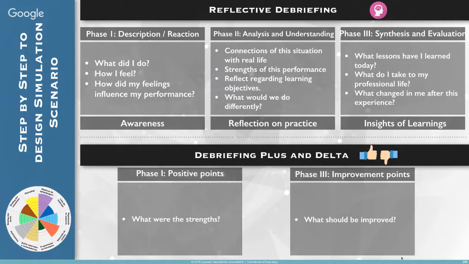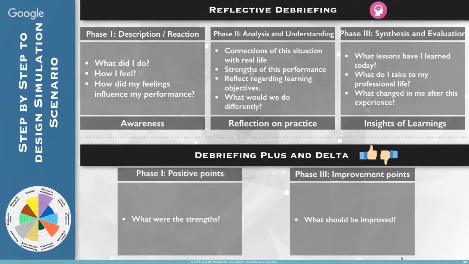Then ask about the feelings. How did you feel? How do you think these feelings influenced your performance? And also remember to indicate that all students should be involved in the discussion. So clarify that the questions should be addressed to all students, not only the students who performed in the scenario. It's very important, okay? The second phase is analysis and understanding.